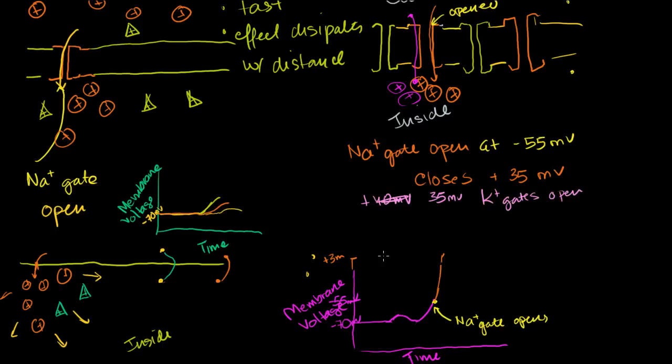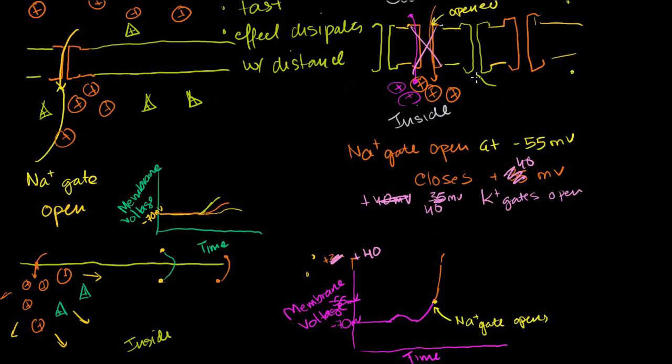So what's happened here? All of a sudden we're at plus 35 or maybe plus 40 millivolts. Let's just say plus 40. I think you get the idea either way. So at plus 40, this guy's going to close. This guy shuts down. No more positive ions are coming in. But now we are more positive inside, at least locally, at this point on the membrane, than we are outside. And so this gate will open.